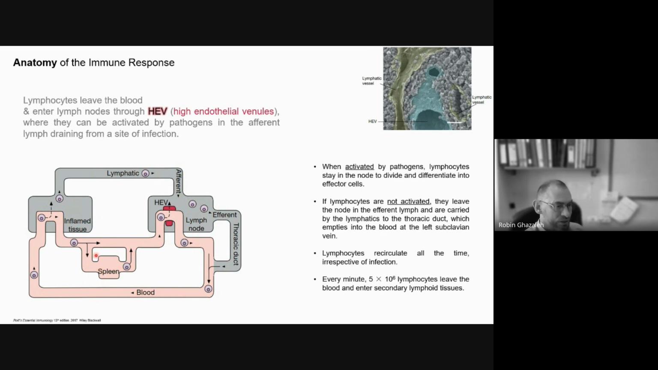Some pathogens, once they get into our body, they don't sit in the tissues. They travel throughout our blood. So this is a place where we have important screening as well. I mentioned lymphocytes recirculating all the time, even in the absence of infection. An interesting number here, a huge number: every minute, 5 times 10 to the 6, 5 million lymphocytes leave the blood and enter secondary lymphoid tissue every minute. So much activity going on. Even if we're just sitting down quietly, attending an immunology lecture, our bodies are very, very busy all the time.